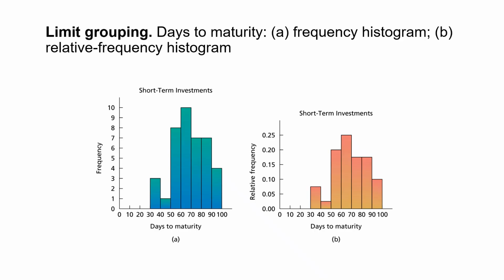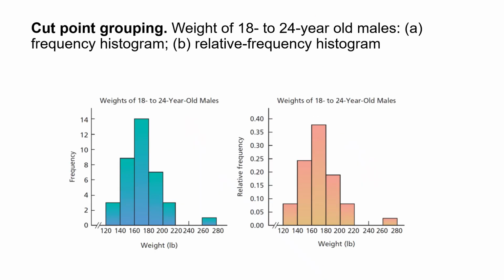And in this histogram here, we're using limit grouping. And so the lower class limits, or if it was cut point grouping, it would be the lower class cut point, are what we use to label the bars down here. And again, what we're showing here is the frequency and relative frequency and how proportionally they are very similar. They correspond to each other. And this one is not showing a percentage.